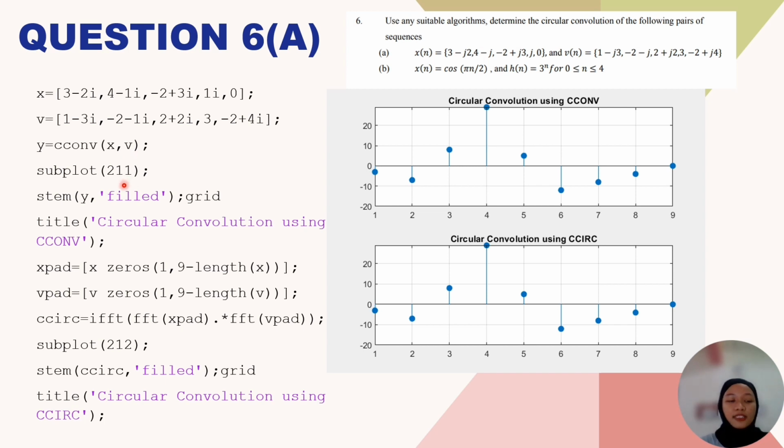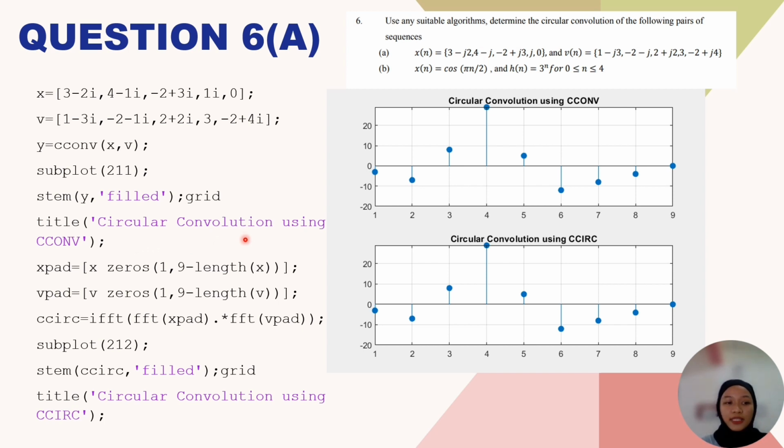And the signal will be plotted in subplot 2, 1, 1. And since the signal is a discrete signal, we will use the stem syntax, and here we use fill, which means the signal will be filled with colors. And the title of the signal is circular convolution using cconv.